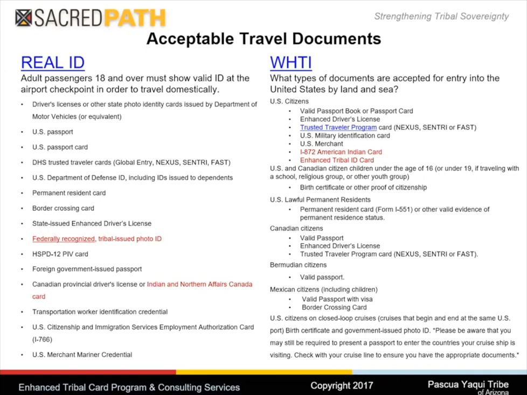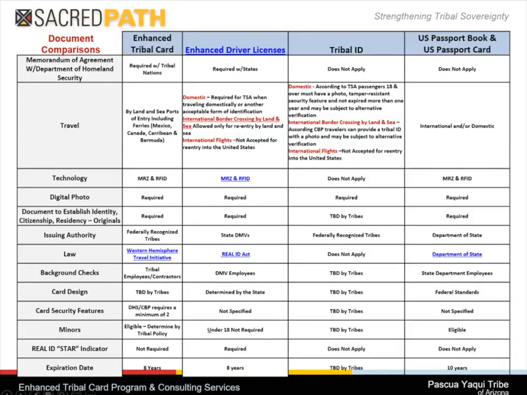So what I've done here is make a comparison grid of those acceptable documents and their requirements and uses of each of those IDs. A careful comparison of this grid at a later time can help you decide if an enhanced travel card could be more beneficial of an ID for your tribe.